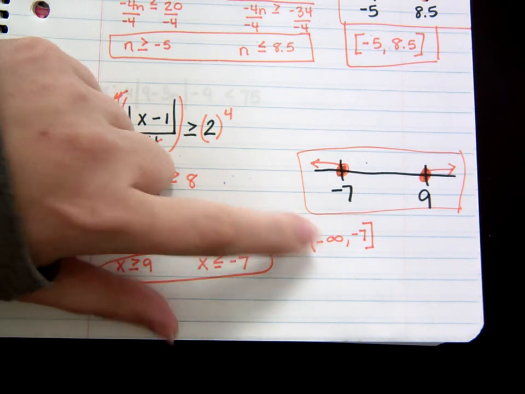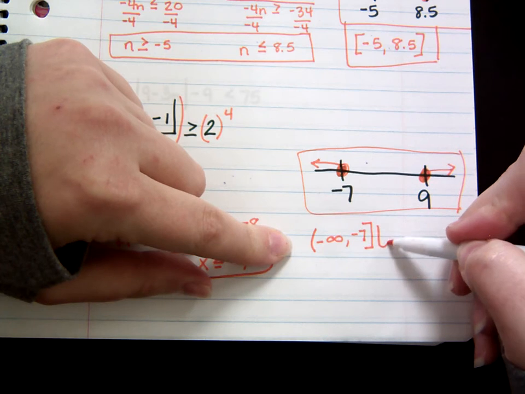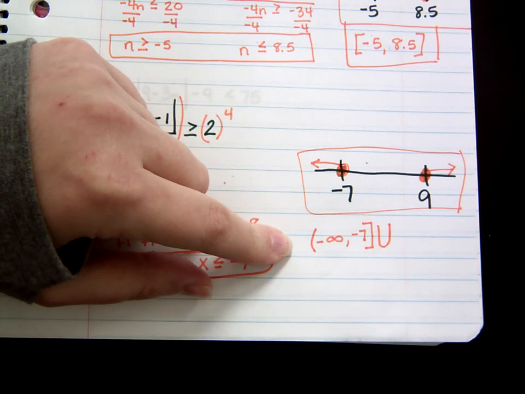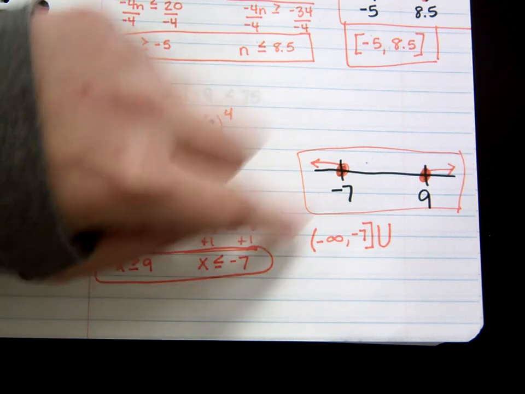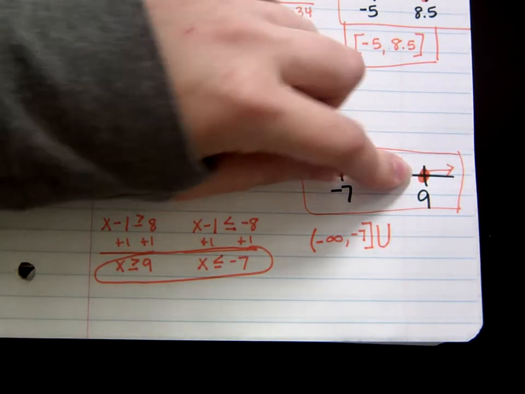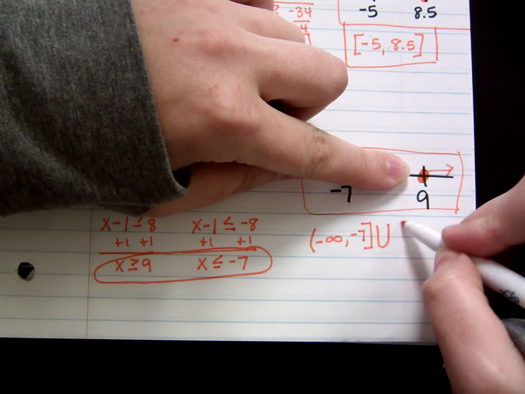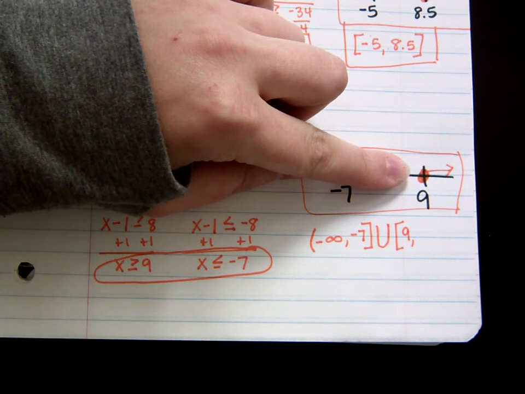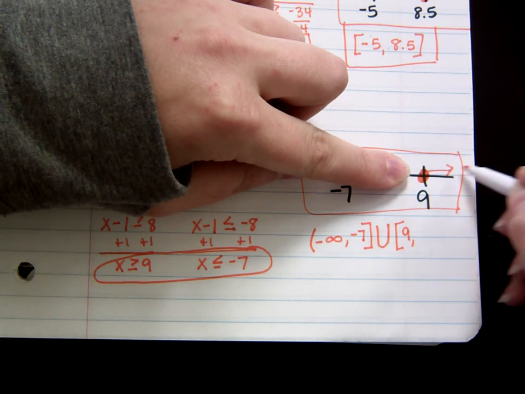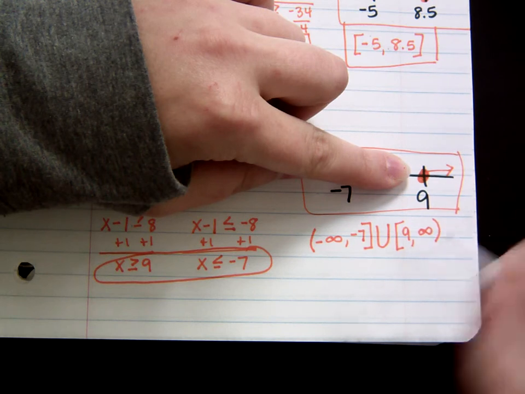To join this first piece with the second piece, you use this symbol here. It looks like a U. This symbol means OR. Then we look at our second piece. Where does this start? Where does it end? Well, it starts at 9, and we use a bracket for it because the dot is closed. And it continues right forever, so it goes to infinity. Parentheses with infinity.